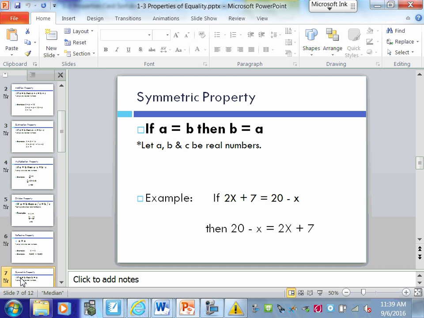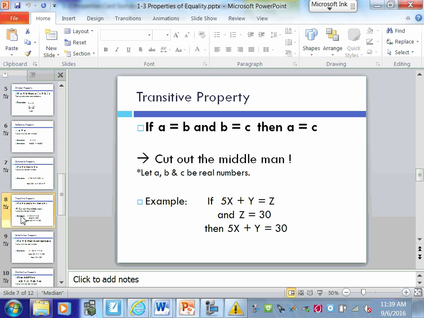You got reflexive, symmetric, then transitive. It's like a train. So if A equals B and B equals C, then A equals C. In other words, cut out the middleman. If you have a train of stuff going on, you can just cut out the middle bit. So if A equals B and B equals C, you just cut out the middle, and you've got A equals C.